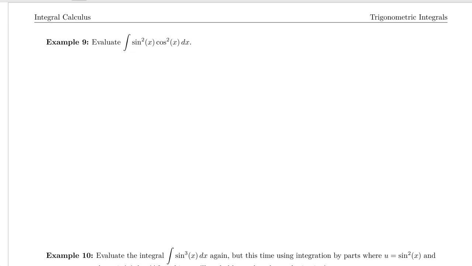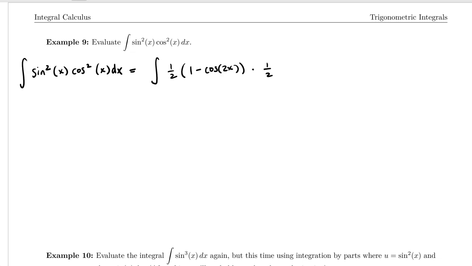Example 9 asks us to evaluate the integral of sine squared x times cosine squared x dx. So in this case, we have both even powers on sine and cosine. So what we're going to end up using is the power lowering identities for both sine squared and cosine squared. So if you don't remember the power lowering identities for sine, we have 1/2 times 1 minus cosine of 2x. And then for cosine, we have 1/2 times 1 plus cosine of 2x, and then dx.